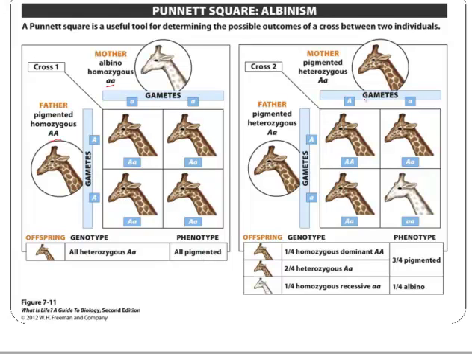If we cross 2 of these heterozygotes, so a heterozygous mother, a heterozygous father, we get 1 homozygous dominant and 2 heterozygous offspring, but they all look normal because they're all pigmented. And then we get 1 that is albino or homozygous recessive. So 1 to 2 to 1 or 3/4 to 1/4, depending on if you're looking at the genotype or the phenotype.